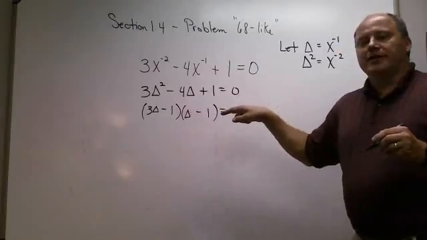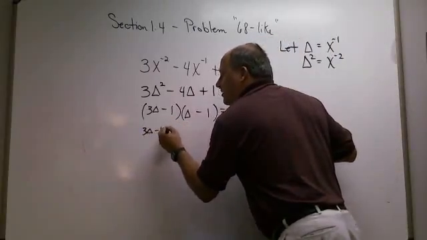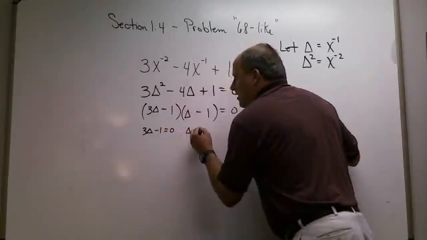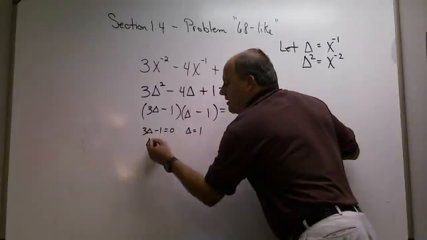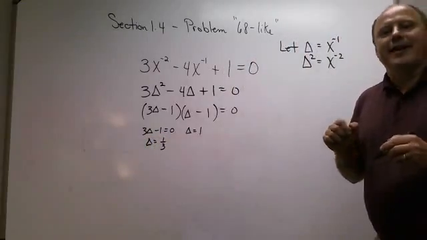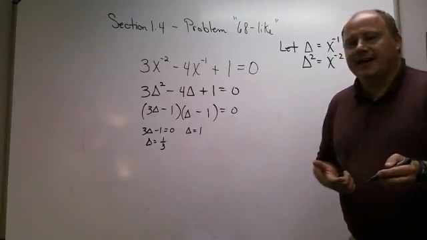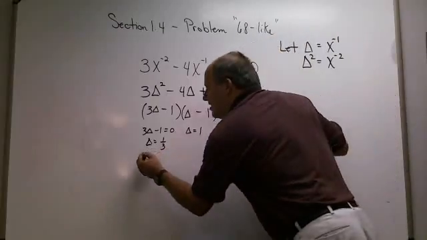So you solve each one of these for delta. So 3 delta minus 1 equals 0, and delta minus 1 equals 0. So in this case, delta is 1, and if you add 1 on this one, you get delta equals 1/3. Now, of course, we're not going to leave it like that because there's a delta in it. So you go back and you put x to the negative 1 back in. So it's a temporary thing.